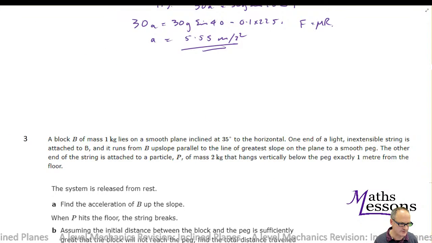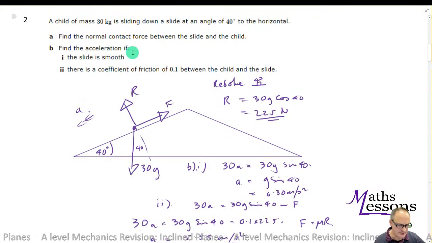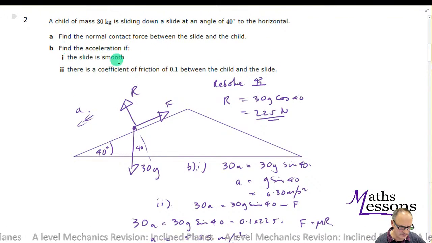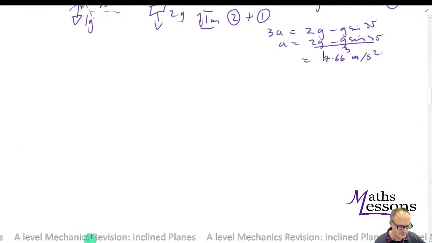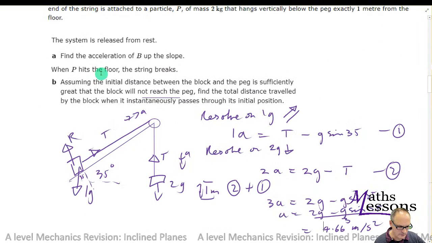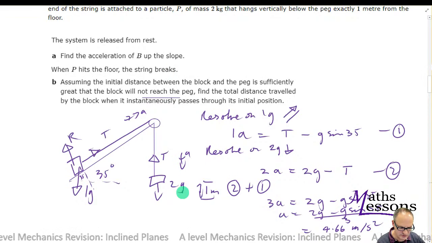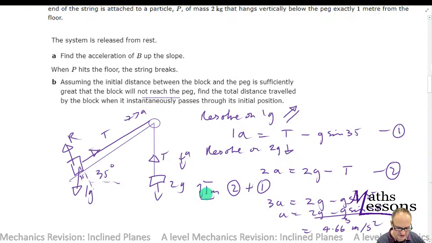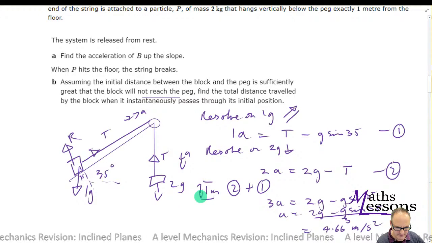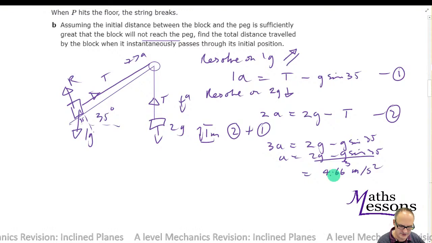Let's just give ourselves a bit more space to complete this question. So we want to, sorry, I've gone past it, haven't I? Let's put some space there. Right, so when P hits the floor, the string breaks. So this is going to continue to accelerate. It's going to continue with this acceleration until it hits the floor. So for 1 meter, it's going to accelerate with A equal to 4.66.